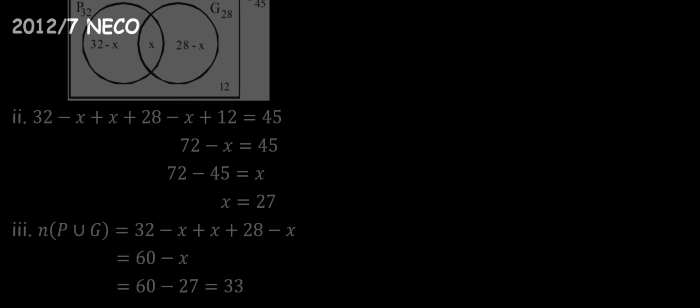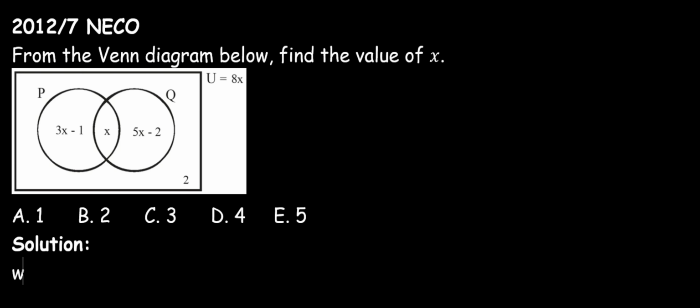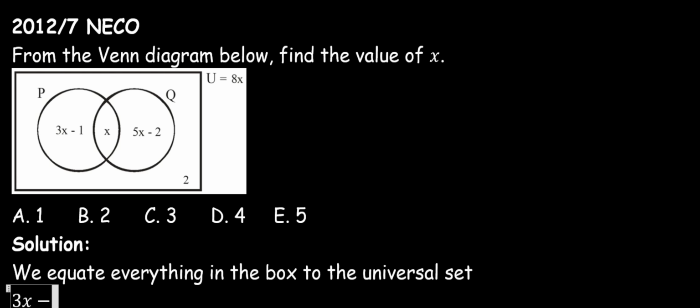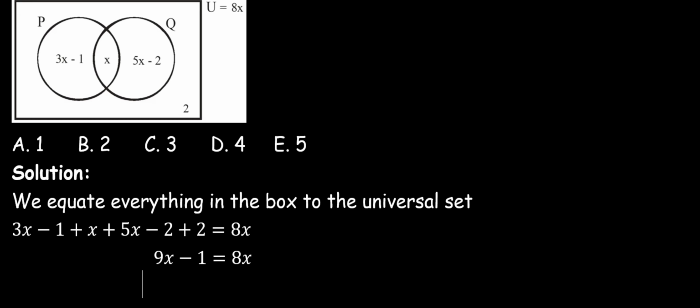Another example. From the Venn diagram below, find the value of x. The options are given. Solution. We equate everything in the box to the universal set. That simply means 3x minus 1 plus x plus 5x minus 2 plus 2 is equal to 8x. Simplifying, we have 9x minus 1 is equal to 8x. Collecting items together, we have 9x minus 8x will be equal to 1. And that simply means x is equal to 1.